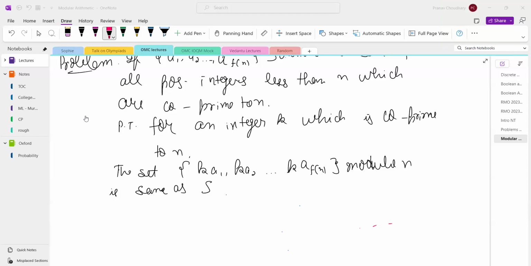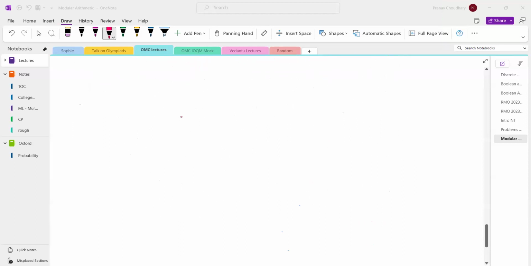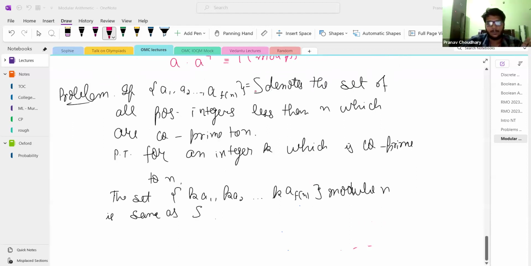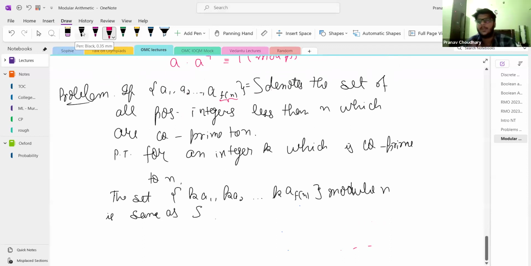Also, is n prime? In this problem, n is not prime. N can be anything. Like f of n, you'll wonder what f of n here is. F of n is just the number of numbers which are less than n and co-prime to n, right? There will be that many numbers in the set. It's just a way of denoting. You can just say this as some t as well if you want to, but I'll just leave it as f of n, right?